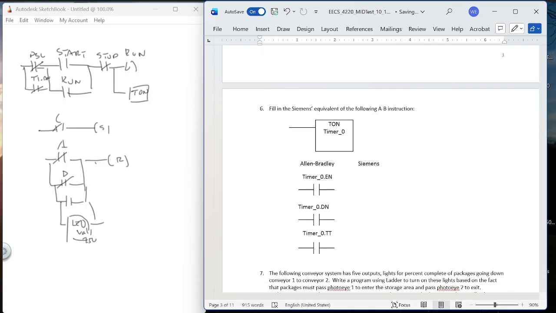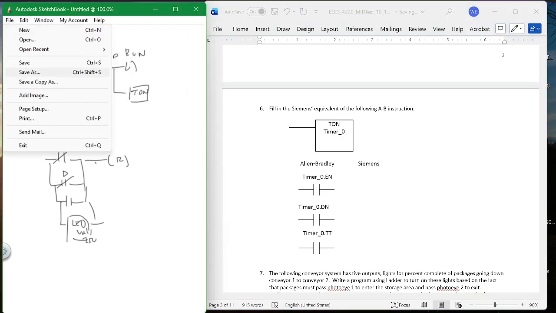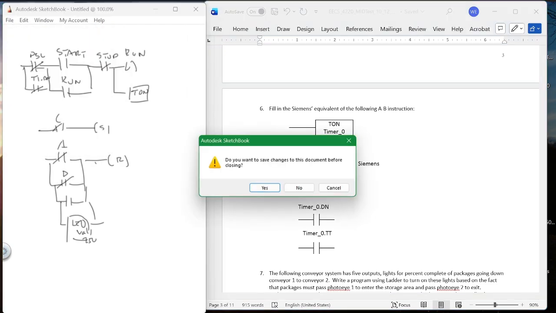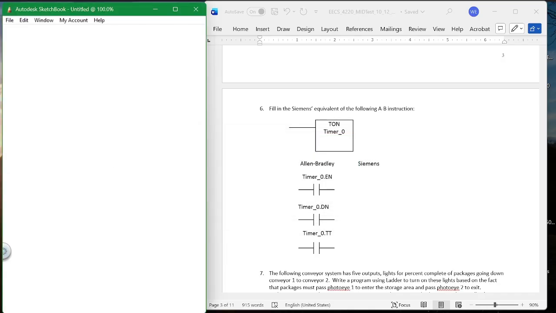Now here's a good one, because this is one of the basic instructional ones. One of the reasons I like doing Siemens and Allen-Bradley together is because all of a sudden I can ask you, here's the way Siemens does it, how does Allen-Bradley do it? Here's the way Allen-Bradley does it, how does Siemens do it? This is exactly that example.